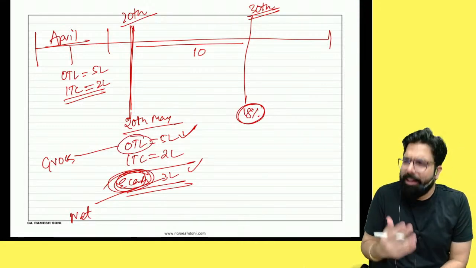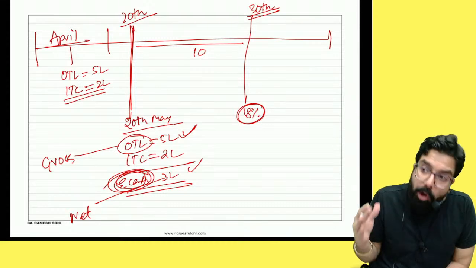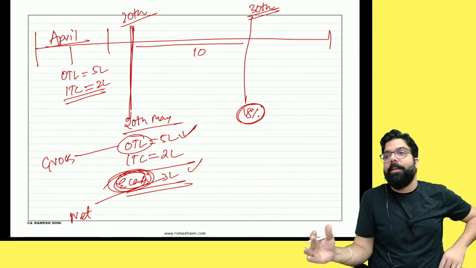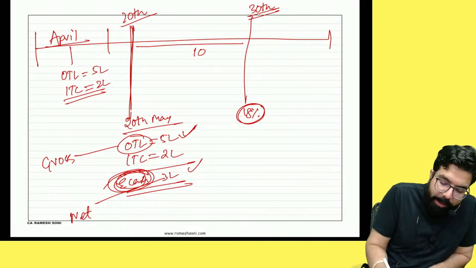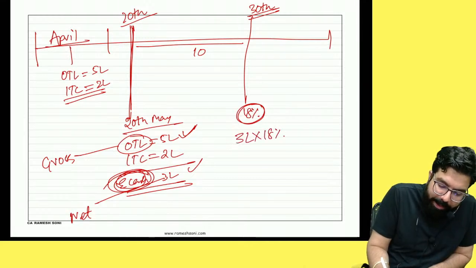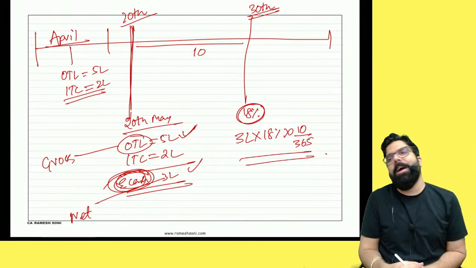Louder. It's okay to go wrong. On your net. Can I go ahead, everyone? So you will have to pay 18%. 3 lakh into 18% into how many days? 10 divided by 365. This much is the interest payable by you.